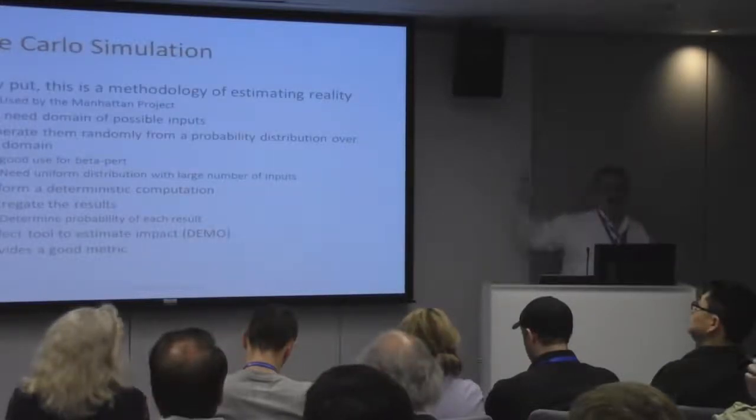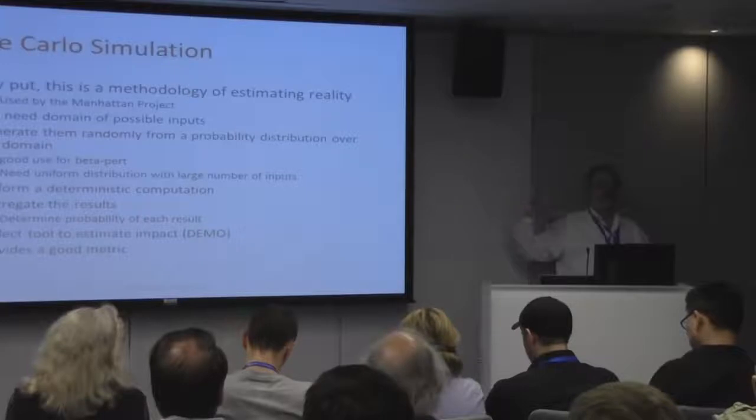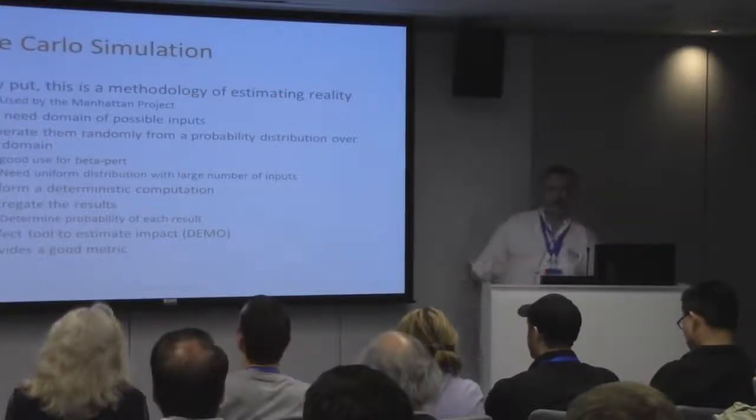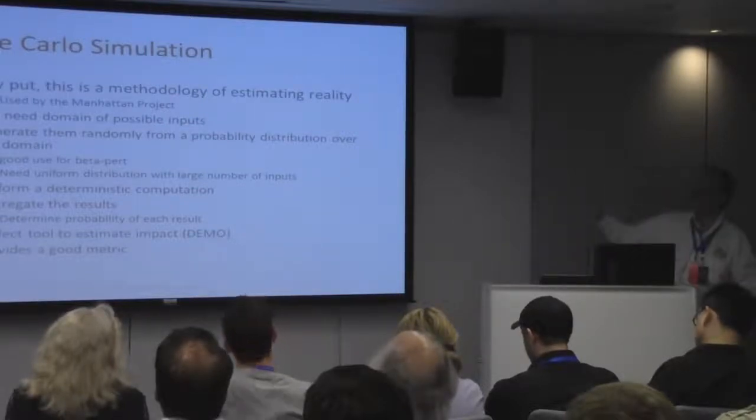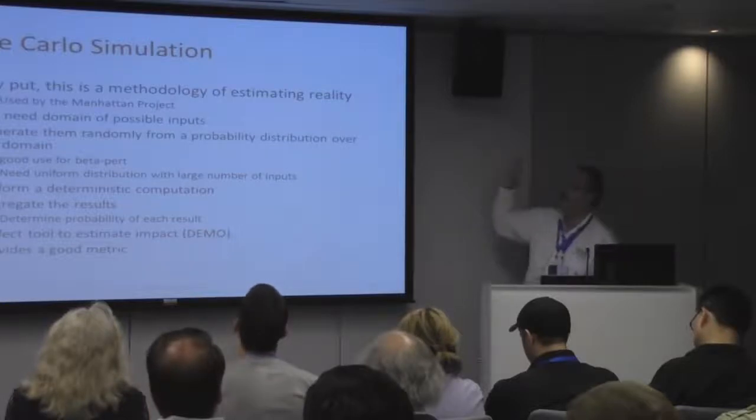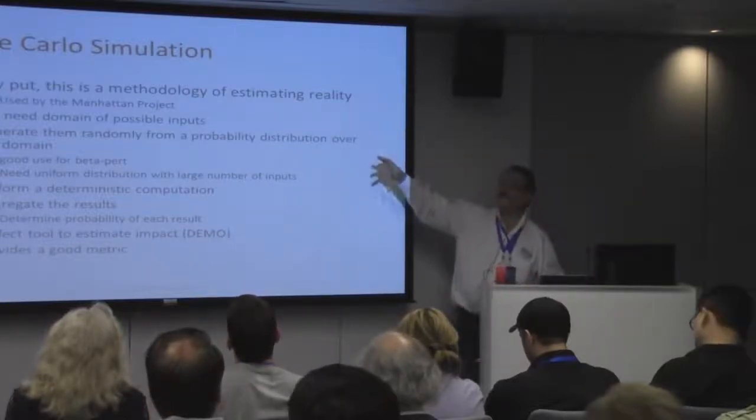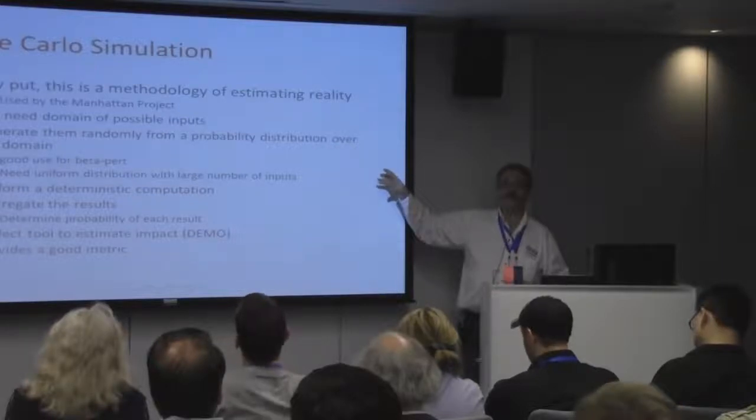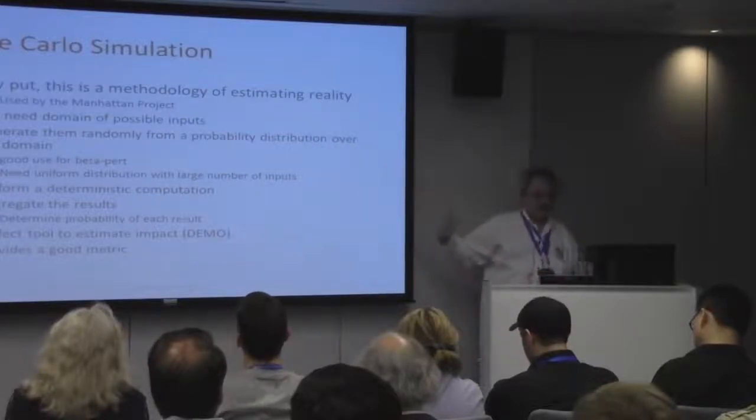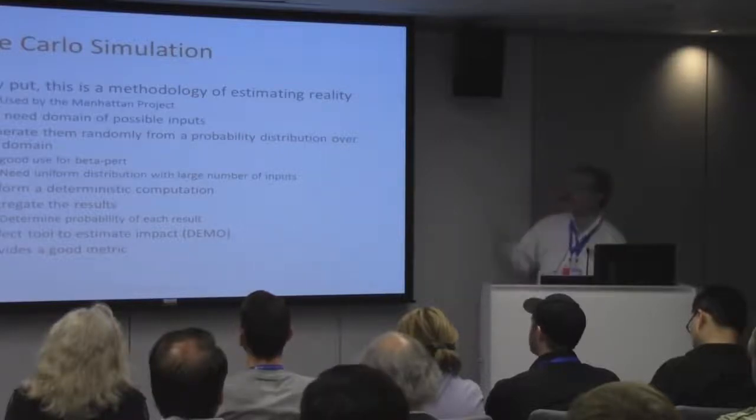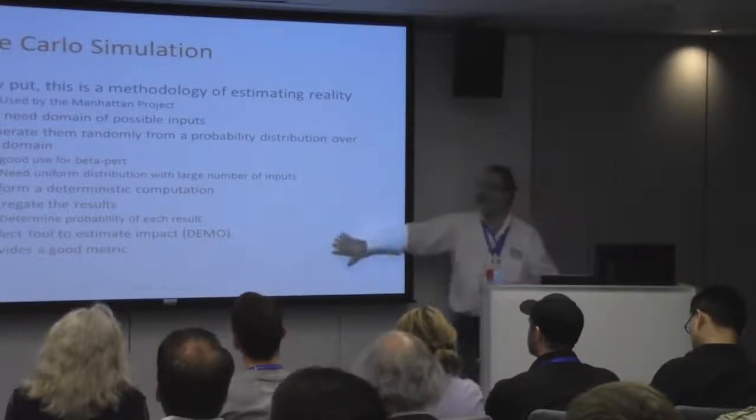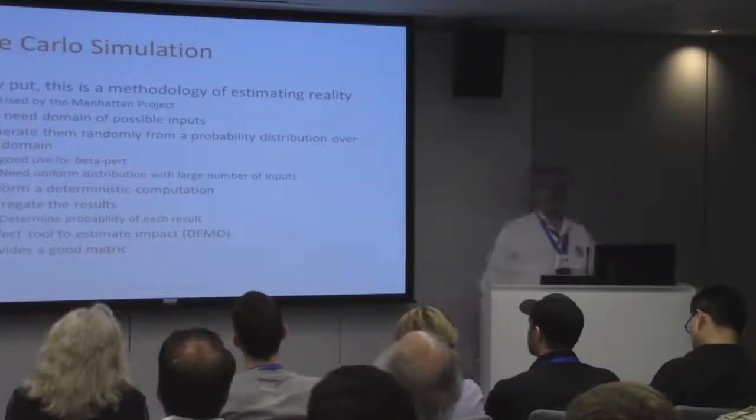And I'm going to throw a curveball into this before we do so, and that is what's called a Monte Carlo simulation. A Monte Carlo simulation is a methodology of estimating reality. It was used within the Manhattan Project, and it works wonderfully if you feed into it the results of your beta PERT distribution, because it depends upon needing a uniform distribution with a large variety of inputs. It performs a deterministic computation and allows you to aggregate results. It is the perfect tool to estimate impact. And it's freely available.